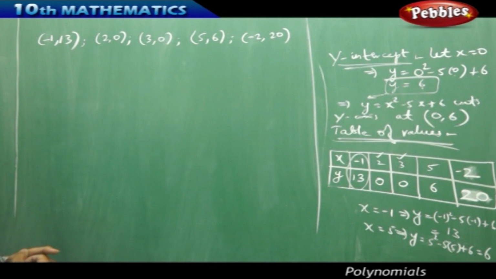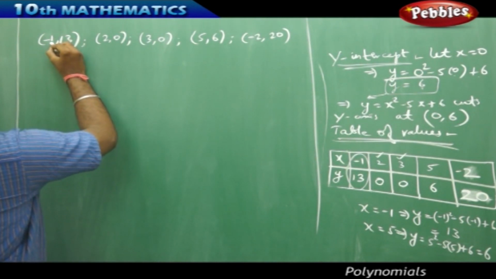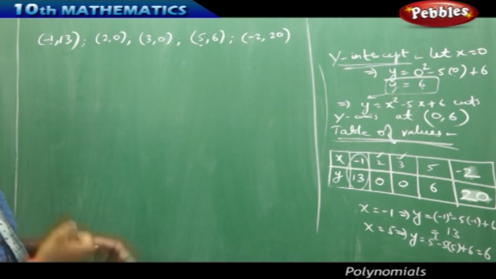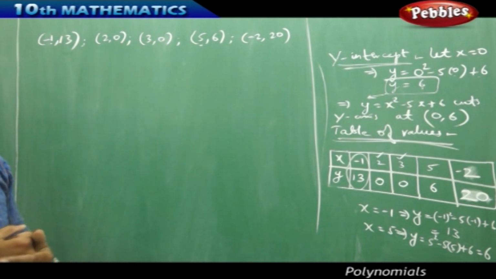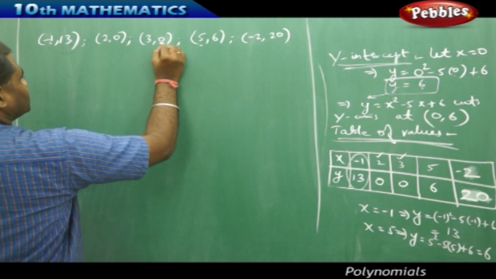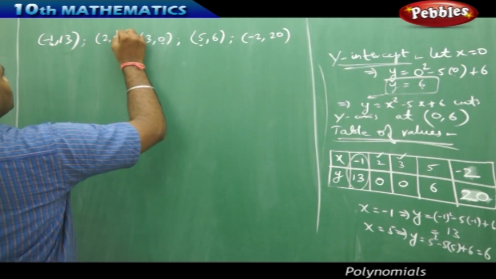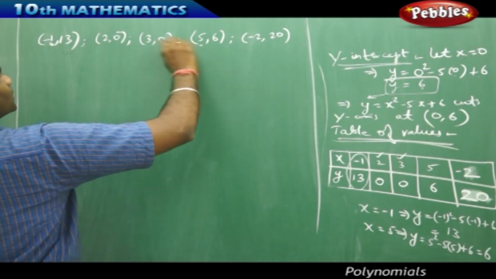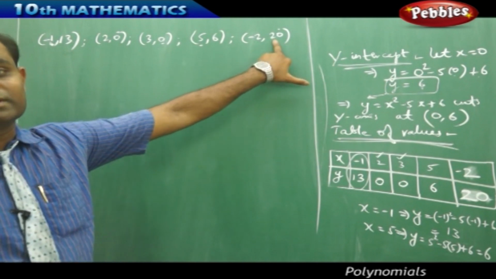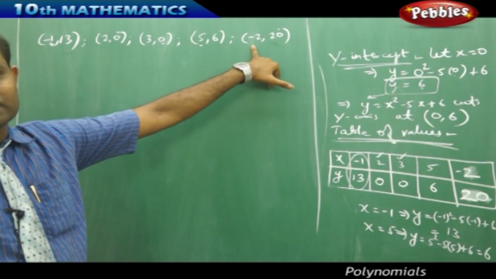Now in this case, I see that the lowest value of x is -1 and the highest value is 5. So my x-axis will have a scale ranging from -1 to 5. The lowest value of y is 0 and the highest value of y is 20. So I need to take a bigger scale because 20 is the highest value. The scale depends on the values you have in the coordinates.